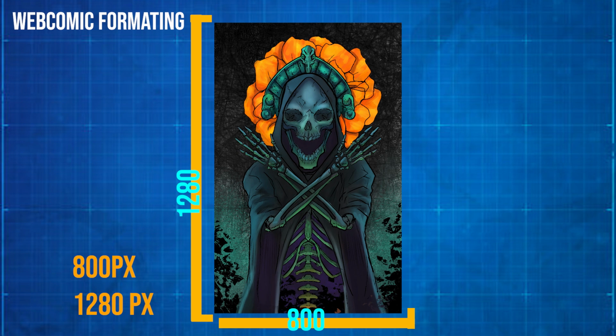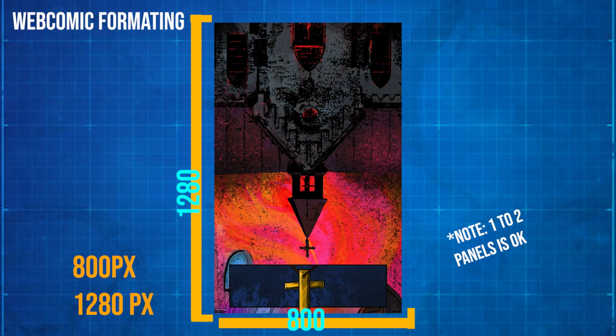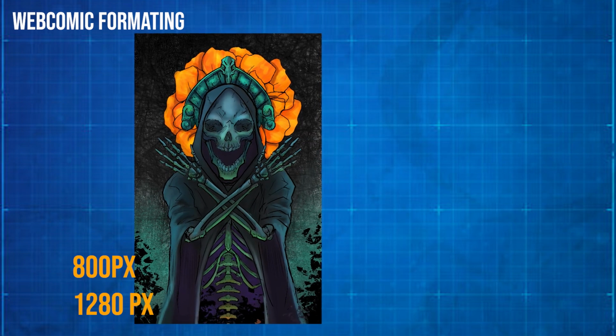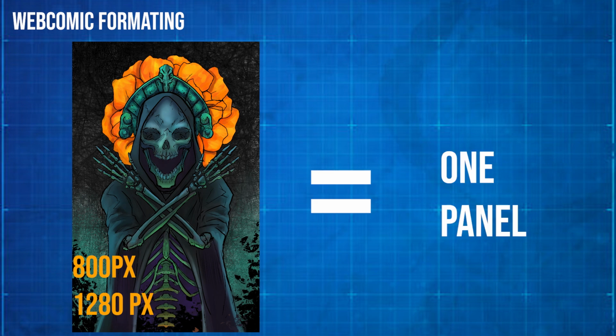Because of this reduced size, you don't want to have more than one panel on your screen because it can make your webcomic crowded, so each 800 pixel by 1200 pixel quote-unquote page can't be considered one single panel.